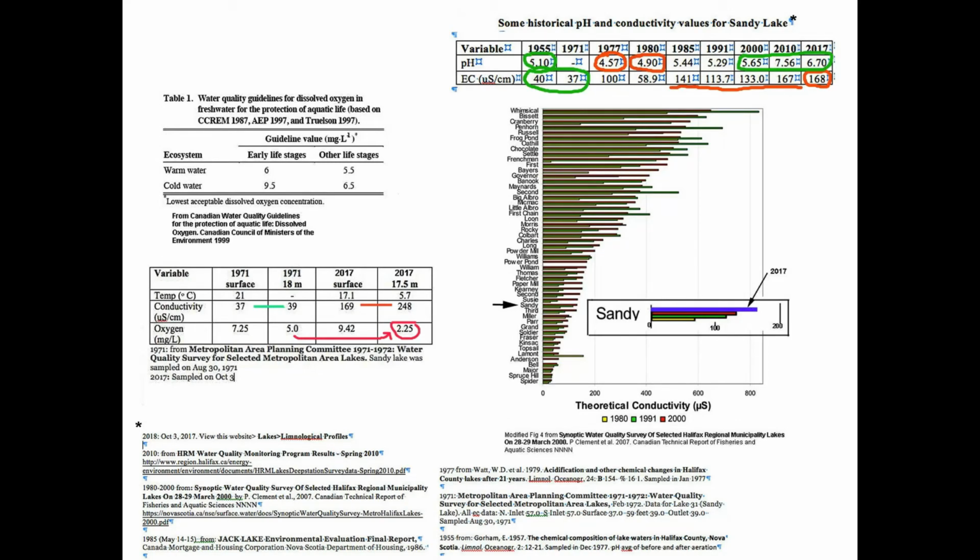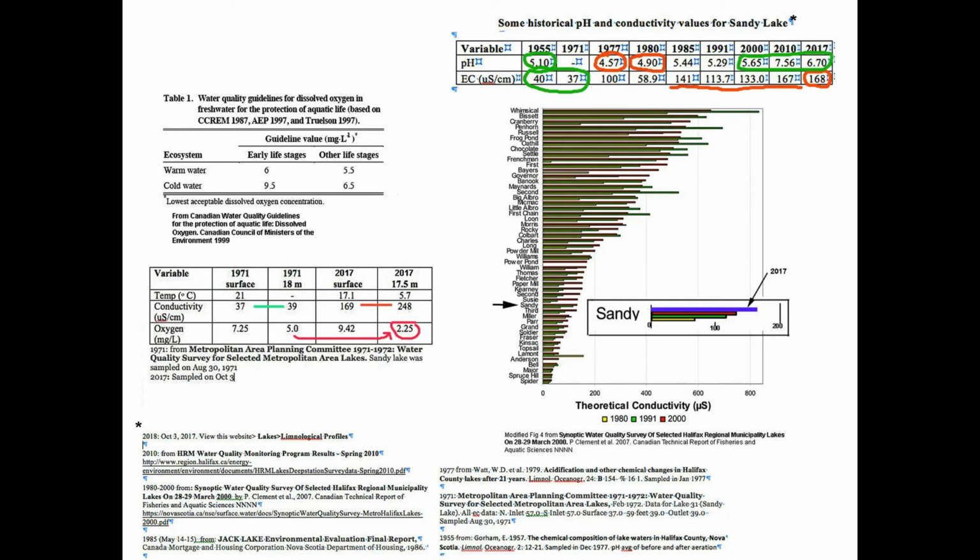And the big changes are roughly between 1980 and 1985 onwards, going up. And then these are data for HRM lakes. They used to do these synoptic surveys. It's the same thing, electrical conductivity, but for a whole series of lakes. Sandy Lake was relatively low down here historically, meaning a relatively clean lake. These are the dirtier lakes. This is a relatively clean lake, but going up.